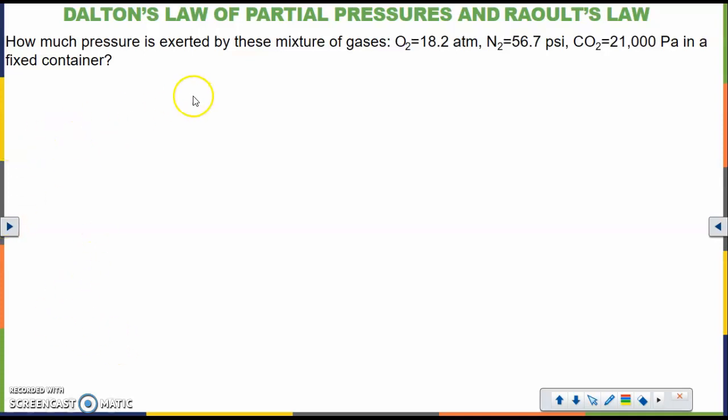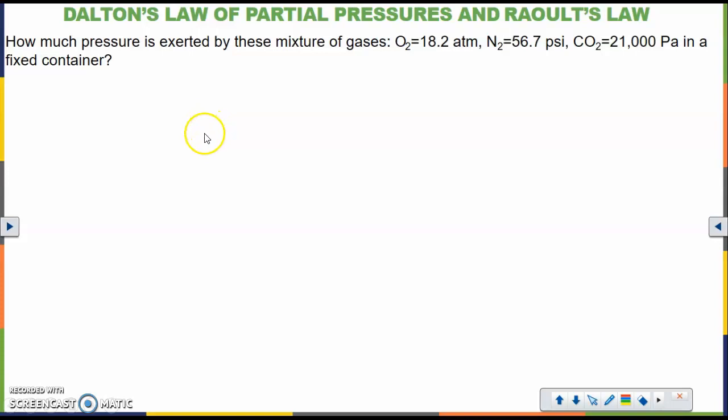Now, Dalton's law of partial pressures is talking about pressures when there's a mixture of gases in a container. So in this case, here's a sample problem. How much pressure is exerted by this mixture of gases? The mixture has 3 gases: oxygen at 18.2 atmospheres, nitrogen at 56.7 psi, and carbon dioxide at 21,000 pascals in a fixed container.